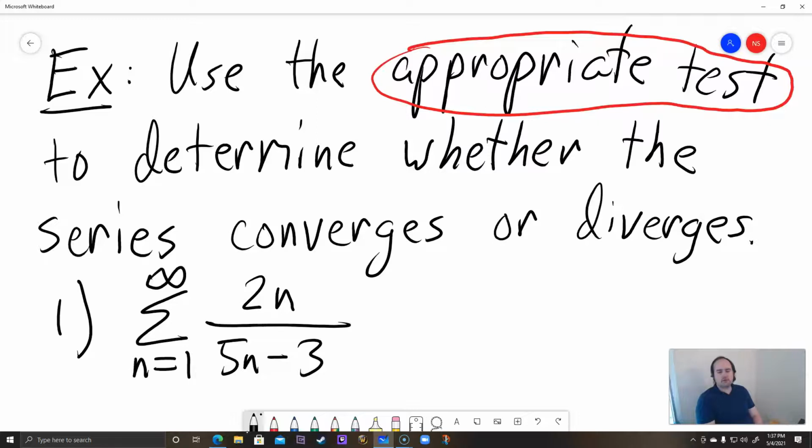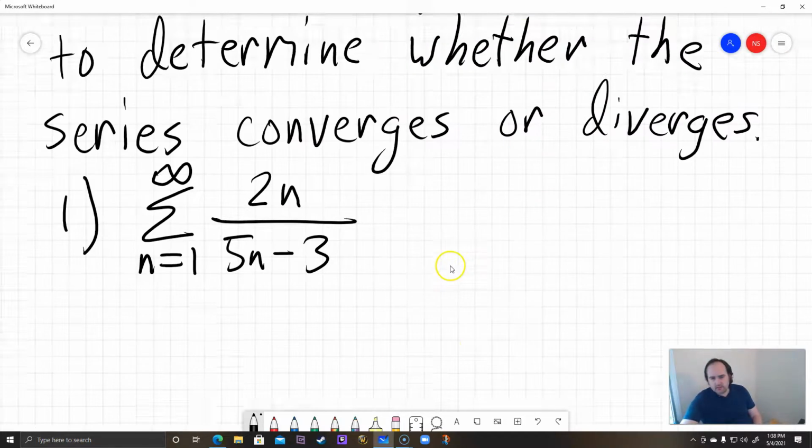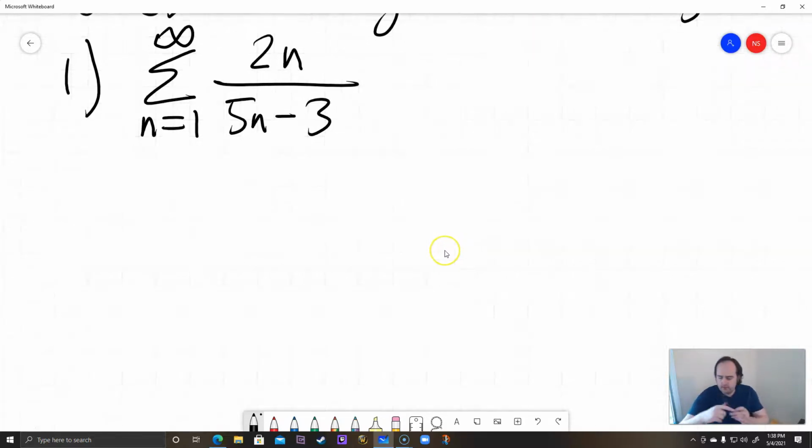So what we want to do with this one is, because it's pretty simple and it would be easy to do an infinite limit for, I think the first test that we want to think about using here would be the nth term test for divergence. Okay, so that's the one I'm going to use here. So let's try the nth term test.